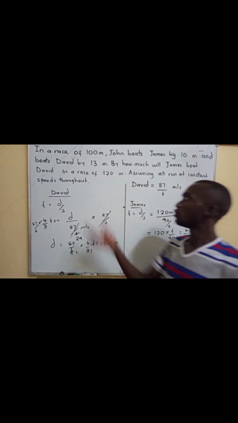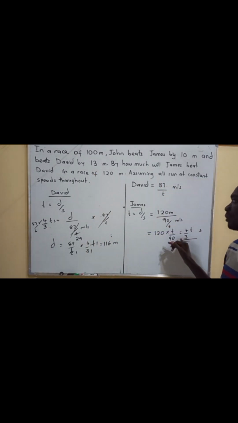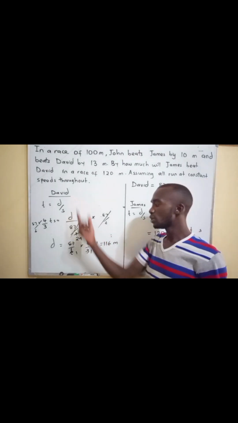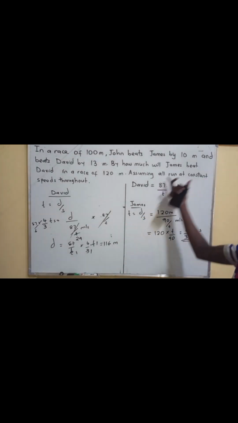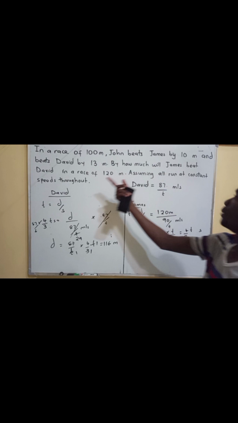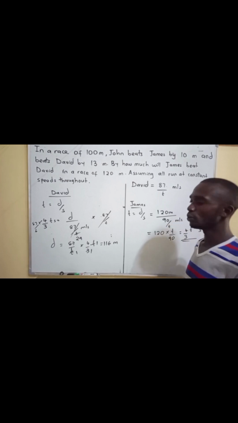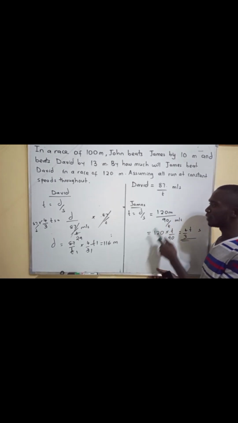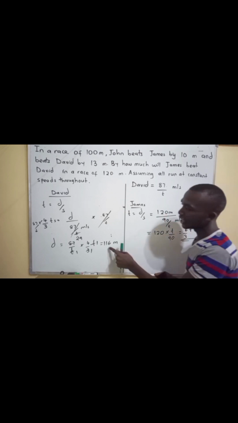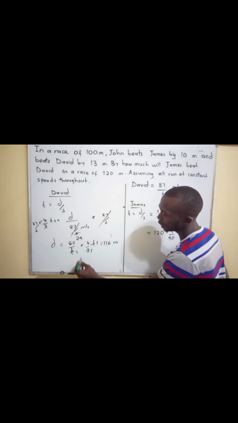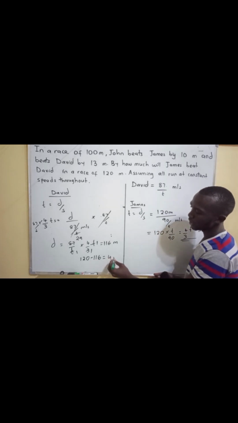Now, in a race of 120 meters, by the time James finishes the 120 meters, David would have traveled a distance of 116 meters. Now, the question is, determine by how much James will beat David in a race of 120 meters. So we find the difference: the distance covered by James, which is 120, minus the distance covered by David. So the answer is 120 minus 116. So he is going to defeat David by 4 meters. Thank you.